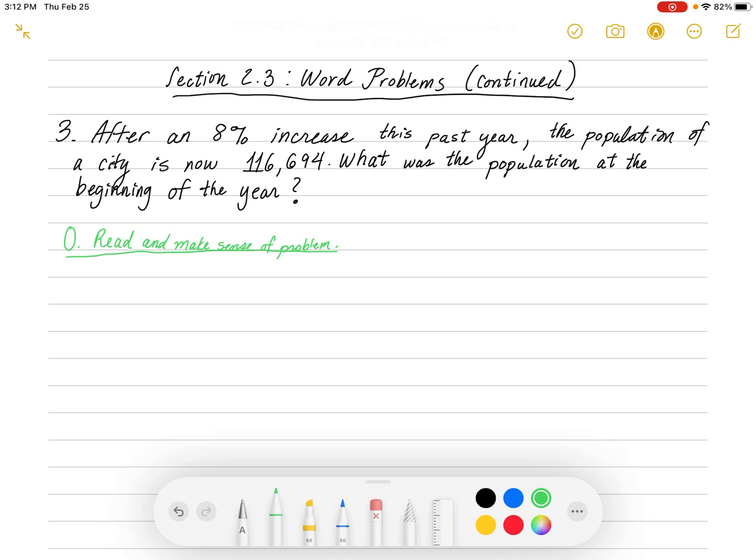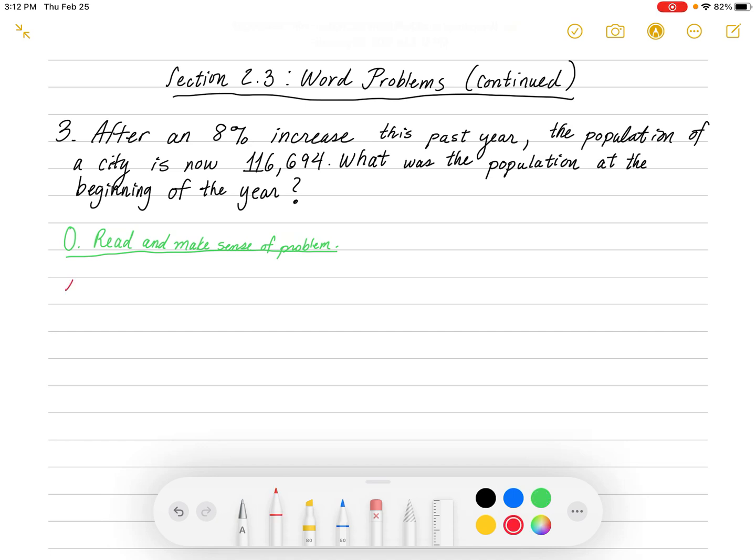So the idea is you're starting off with the population in the city. We don't know how much the original population is. And the population is going to increase by 8%. And at the end of this year, we're going to have 116,694 people. So we want to find what's the starting population.